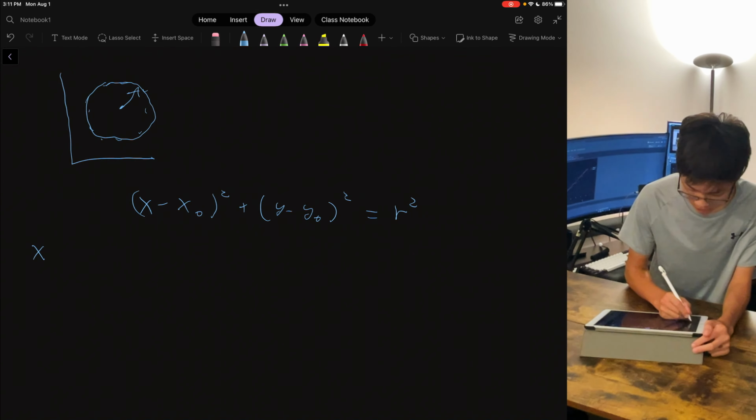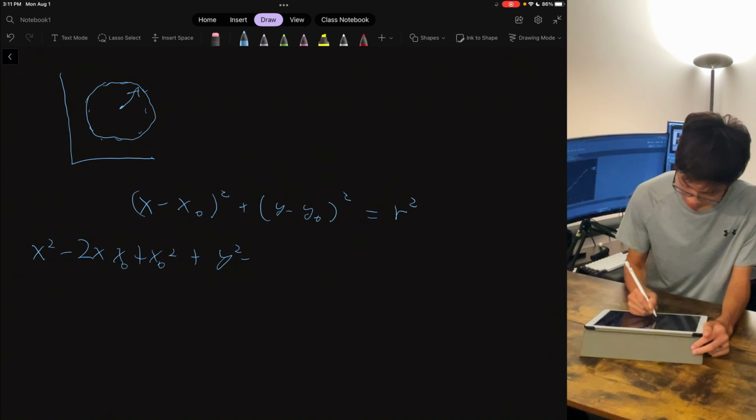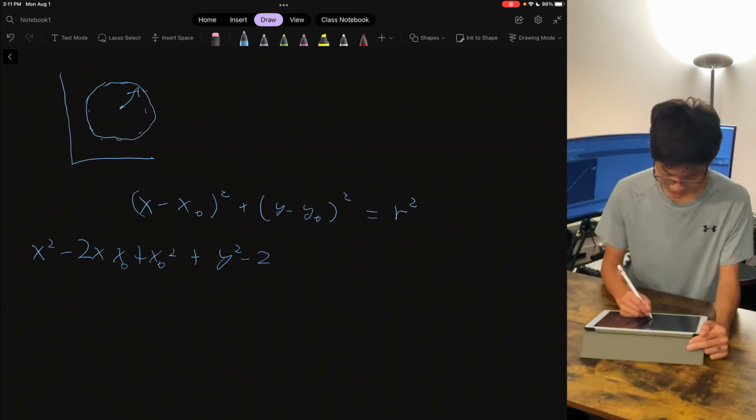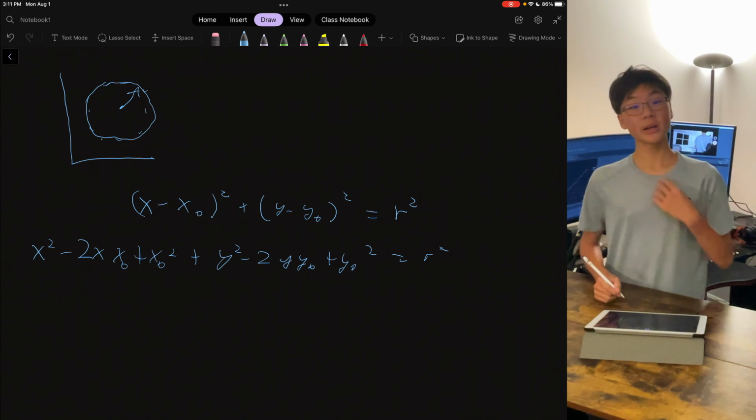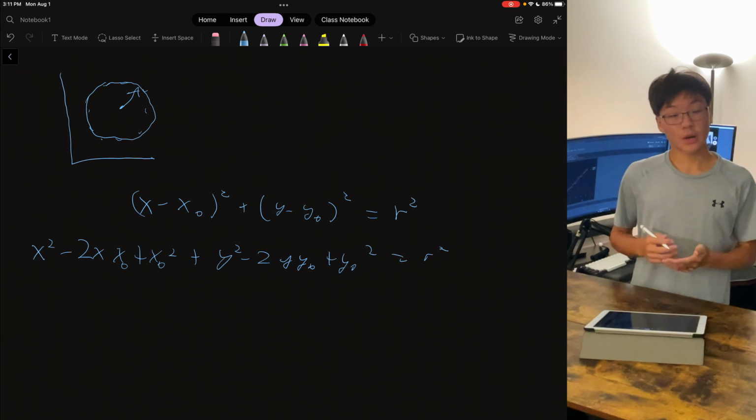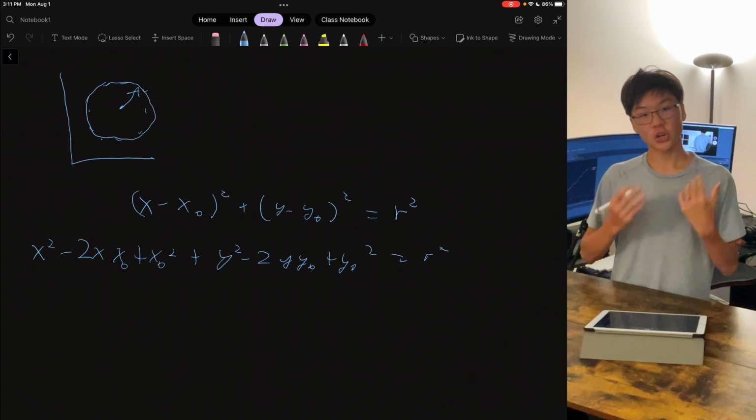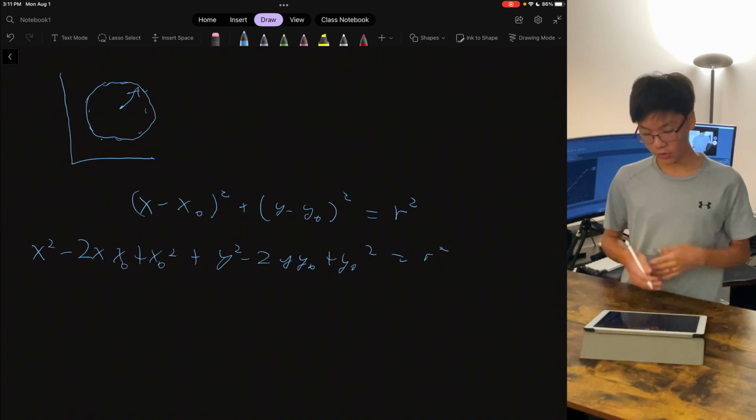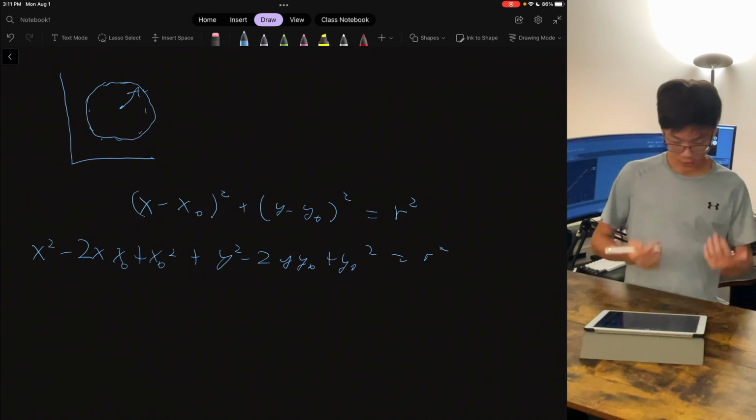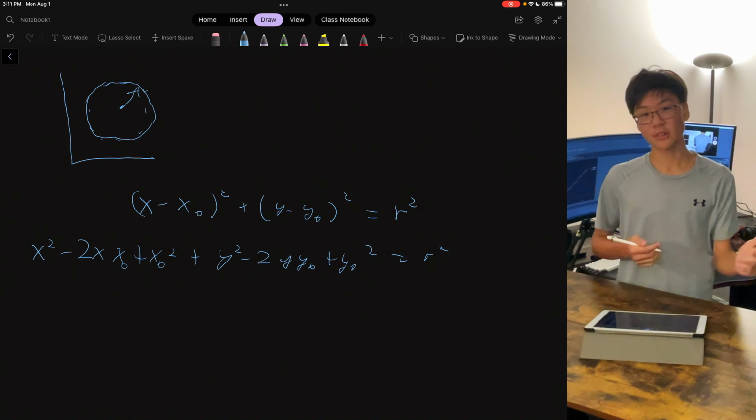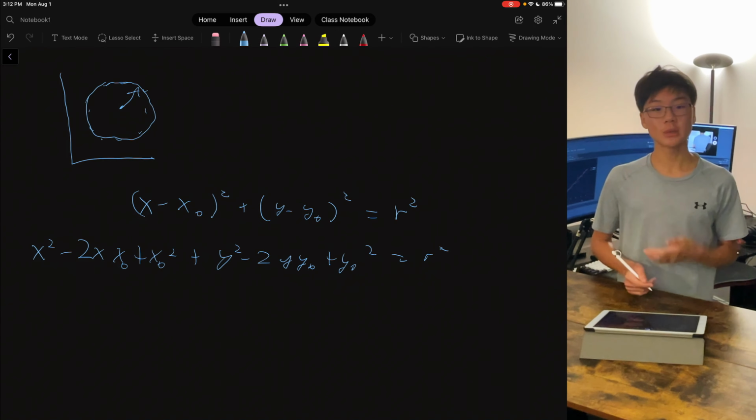So to do this, we have x squared minus 2x x naught plus x naught squared plus y squared minus 2y y naught plus y naught squared, and it's going to be equal to r squared. Now remember that we do know our x and y values, so we can move these all to one side and move all the terms that we don't know to the other side. So we subtract r squared from both sides, and we can subtract x squared and y squared from both sides, so that we have all the terms that we do know on one side and all the terms that we don't know on the other side.